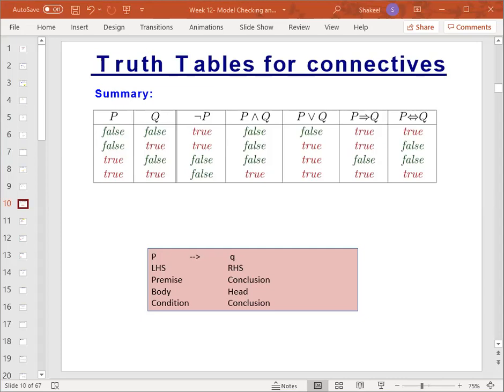Just to clarify the terminology of the implication, we have P implies Q is the implication, so we sometimes refer to the left hand side and the right hand side. Sometimes you are also talking about the premise and conclusion, or the body and the head, or condition and conclusion. These are different terms to refer to the left hand side and the right hand side of the implication. We will see later how we use truth tables to make proofs.